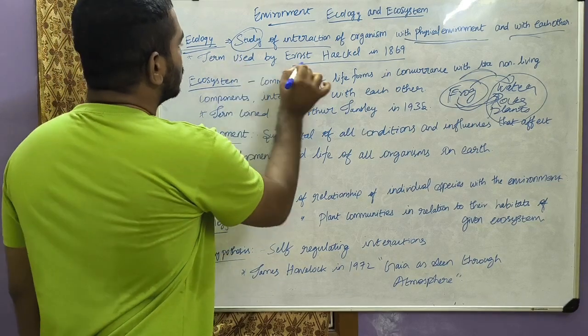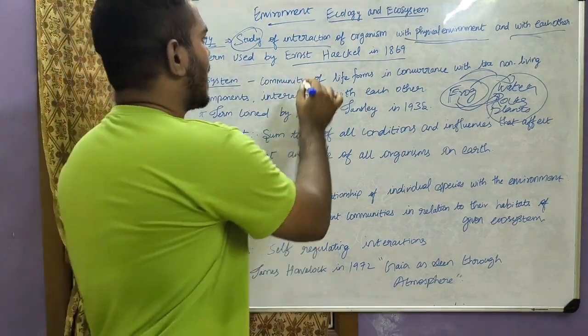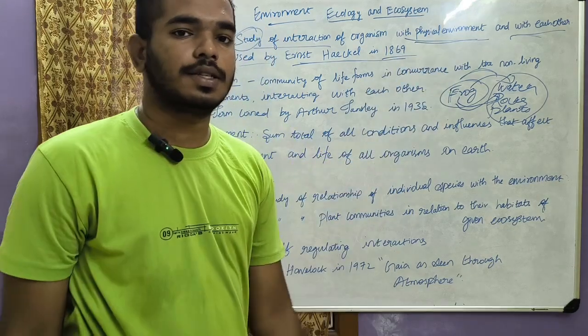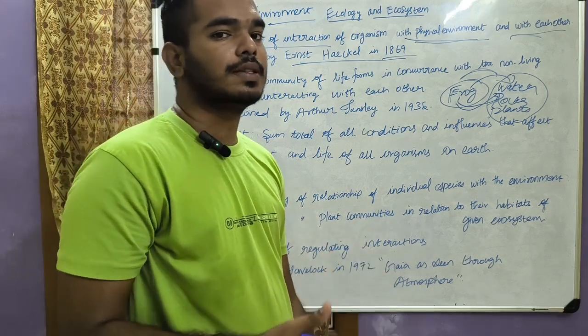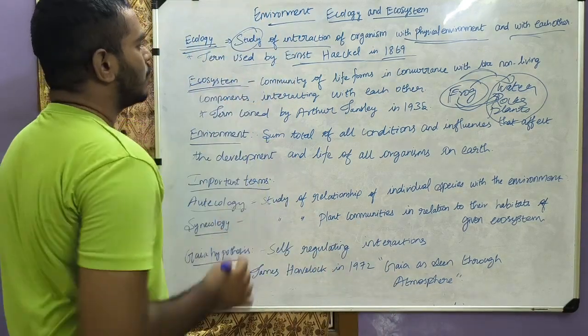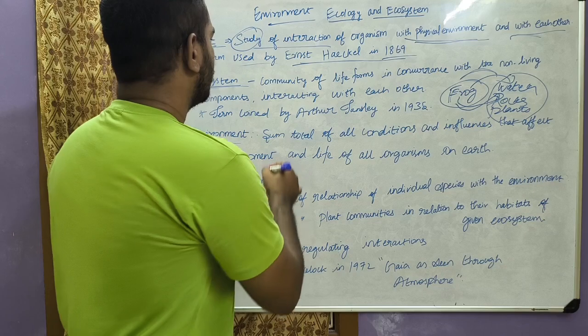So this term was first coined by Ernest Haeckel in 1869. He was the first person who used this term. Next, we are going to see about the ecosystem.